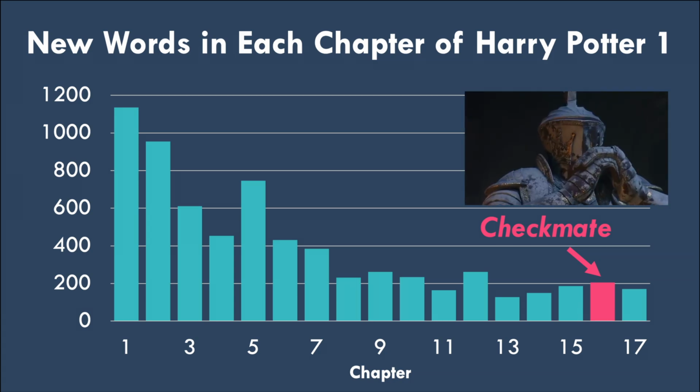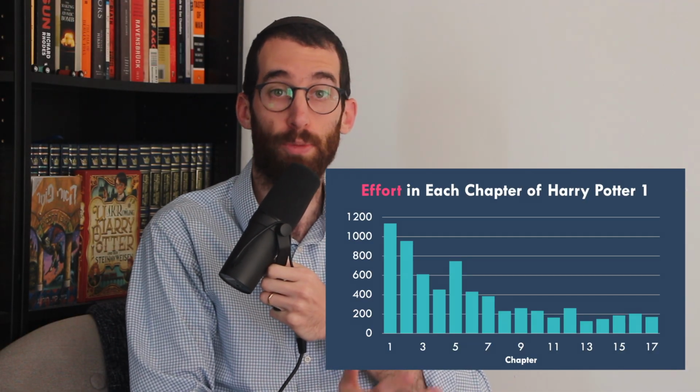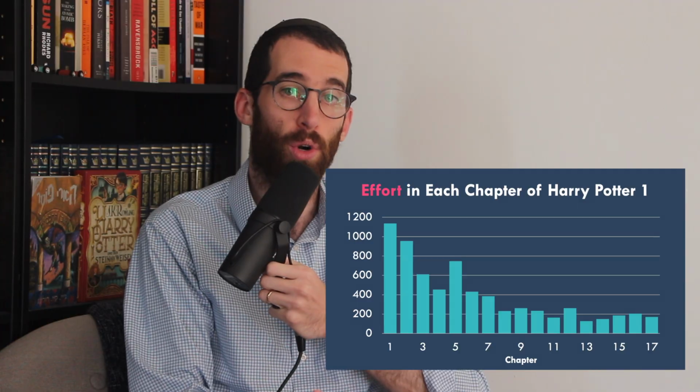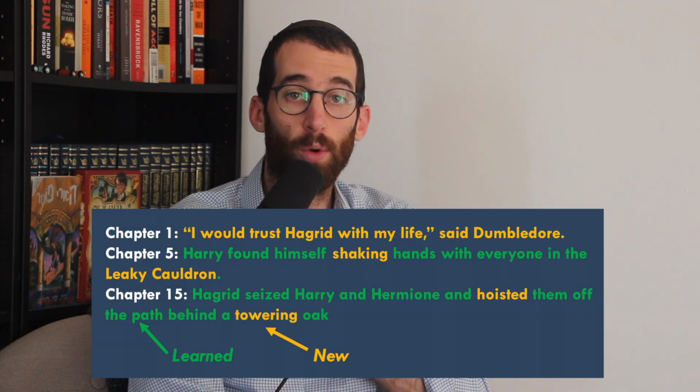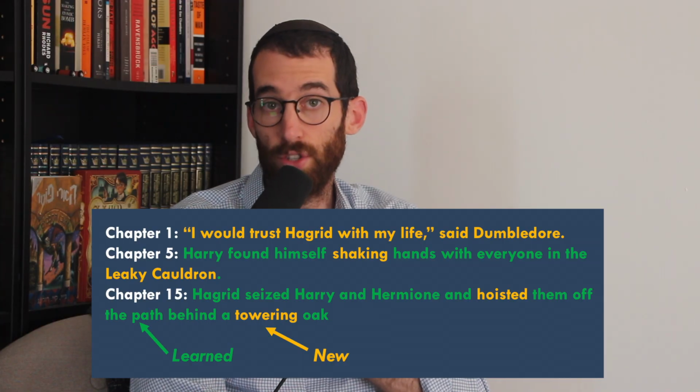checkmate. Rather than just thinking of this as the number of new words per chapter, the height of each bar could also be interpreted as the amount of effort it will take to get through each page, because you'll have to look up more words. As you go through the book, you'll have more words per sentence that you're already familiar with, giving you more context to help you stay engaged with the story.